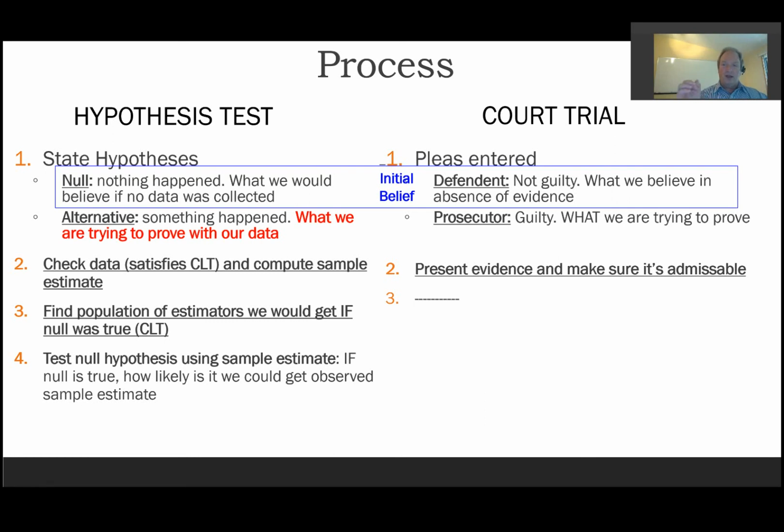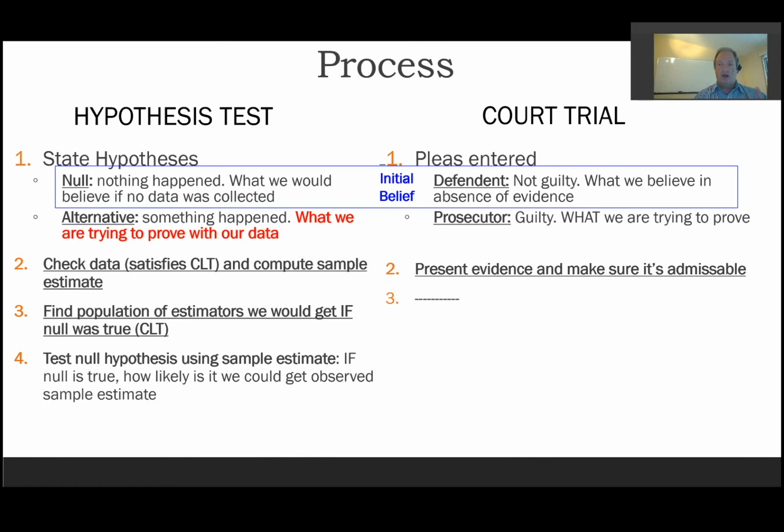So what we do is we take our sample estimator and we determine its percentile in the population of estimators we would get if the null hypothesis was true. And what we ask is, if the null is true, how likely is it we could get our observed sample estimate? In other words, how likely is it that our observed sample estimate looks like it comes from the population of estimates we would get if the null was true? We're seeing where our estimate stands relative to the other estimators we'd get if the null was true.